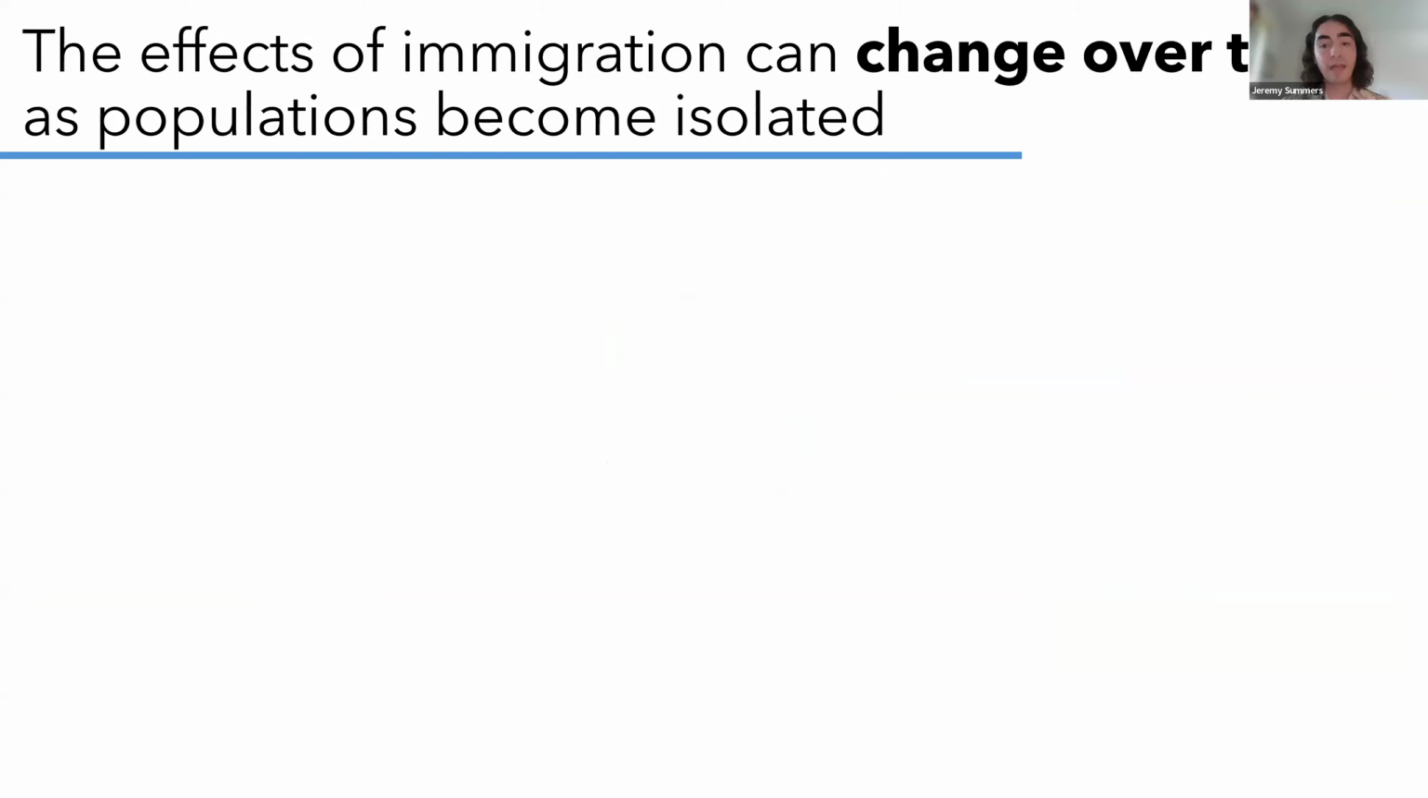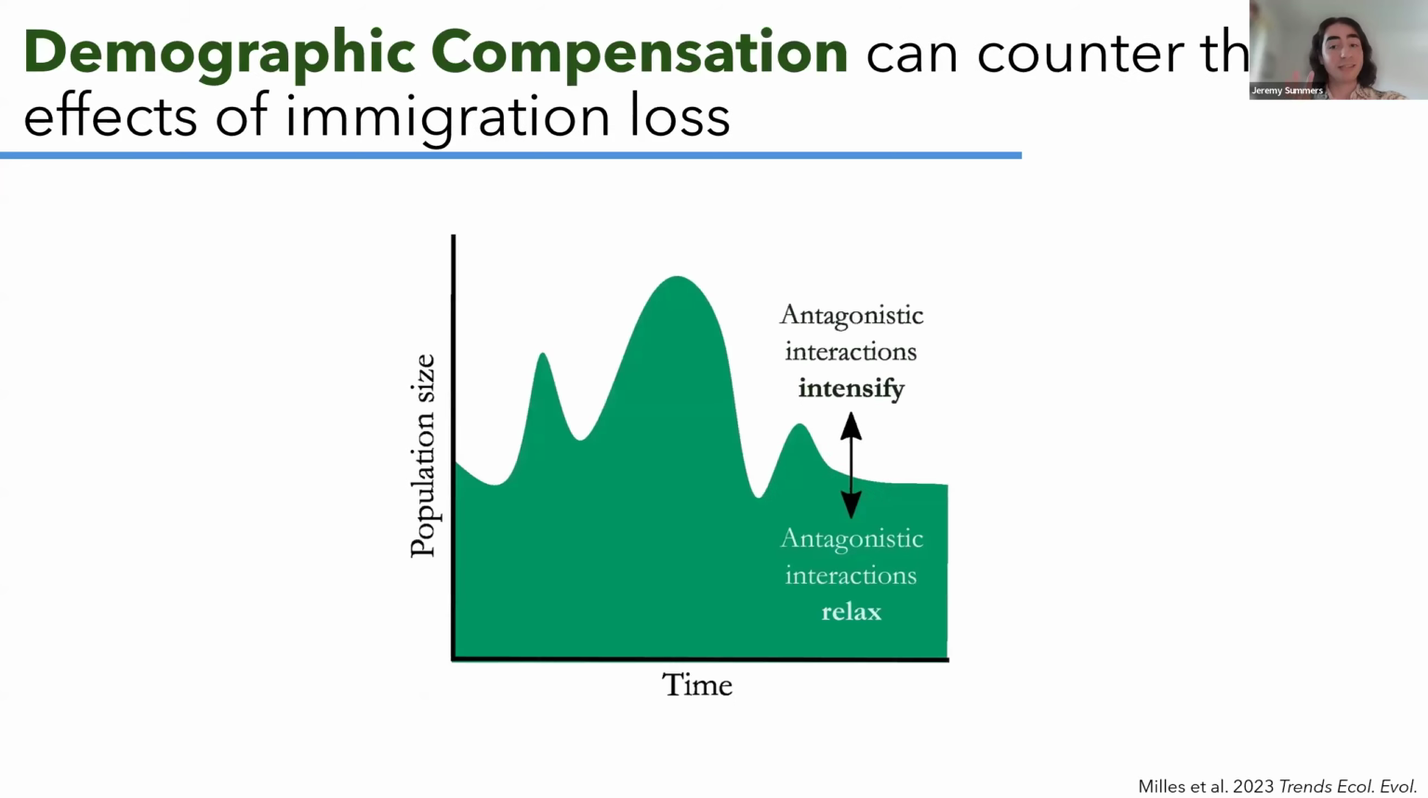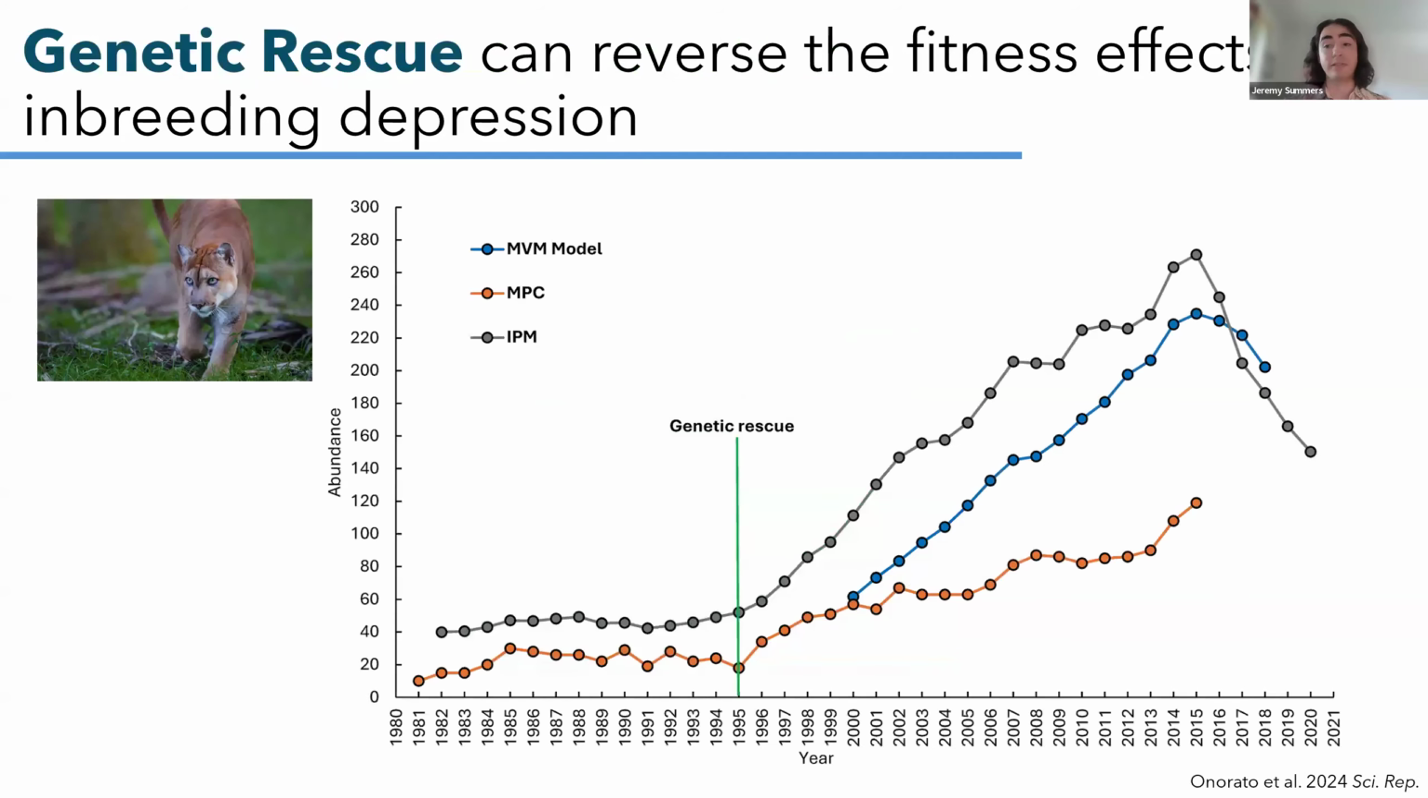decline. However, the effects of immigration can change over time as the population becomes isolated. Density dependence and interactions with immigration and other demographic rates can buffer the population against the effects of isolation, resulting in demographic compensation. Gene flow that still does occur can also reduce levels of inbreeding, reversing inbreeding depression and resulting in genetic rescue, such as with the Florida panther. After new individuals were introduced, the previously inbred population rebounded due to increased outbreeding.